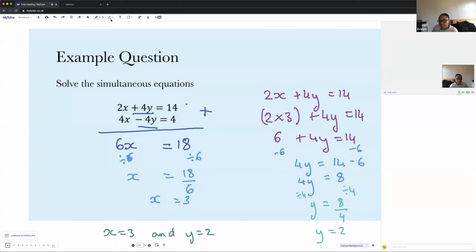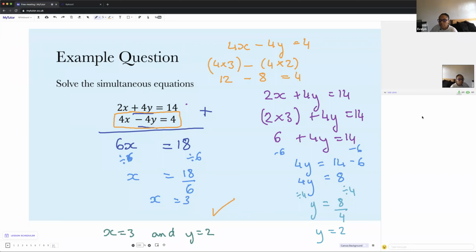Now, the way to check whether your answer is correct, because remember, always check, is to use the equation that you didn't use. So take this one, because we haven't really used that one: 4x minus 4y equals 4, and substitute in your two values for x and y to see if you get 4. So x is 3, so you've got 4 times 3 minus 4 times 2. Now 4 times 3 is 12, and 4 times 2 is 8, and 12 minus 8 equals 4. So we've gotten our solutions correct.